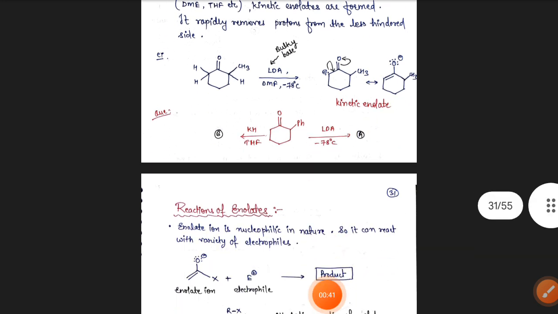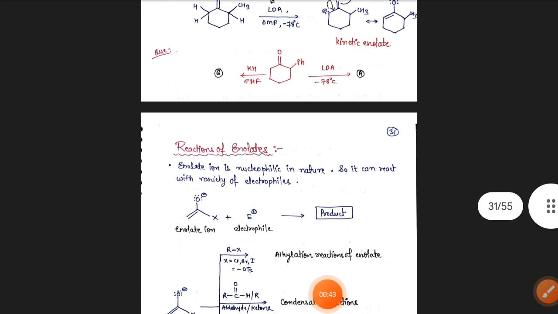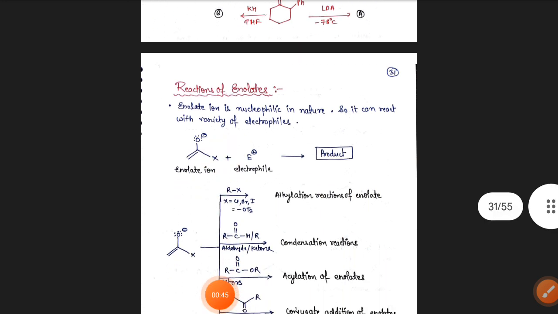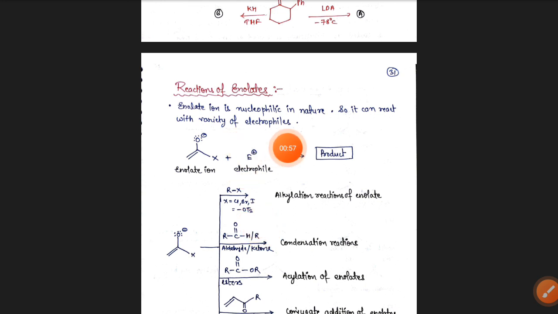Okay, so there is a question you have to do yourself, and this is a very important class for your PGT chemistry. So, reactions of enolates. What are the reactions from these enolates? This portion is very important. Enolate ion is nucleophilic in nature, so it can react with a variety of electrophiles. So if an enolate ion reacts with an electrophile, then what is the product?